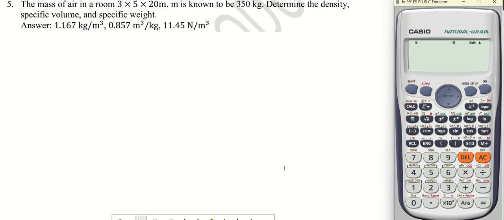So today we will be solving problem number 5 for our course Thermodynamics 1, Chapter 1, Basic Principles, Concepts and Definition. The mass of air in a room 3 by 5 by 20 meters is known to be 350 kilograms. Determine the density, specific volume, and the specific weight of the air. In this case, we have the provided answer key, and let us find out now if we can get these values. First we will write down the given.